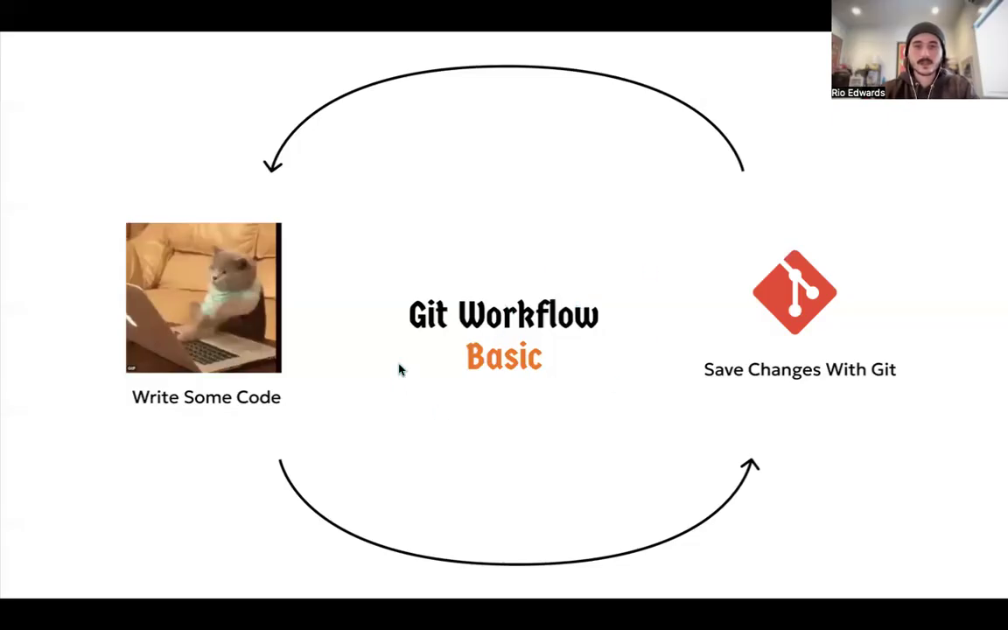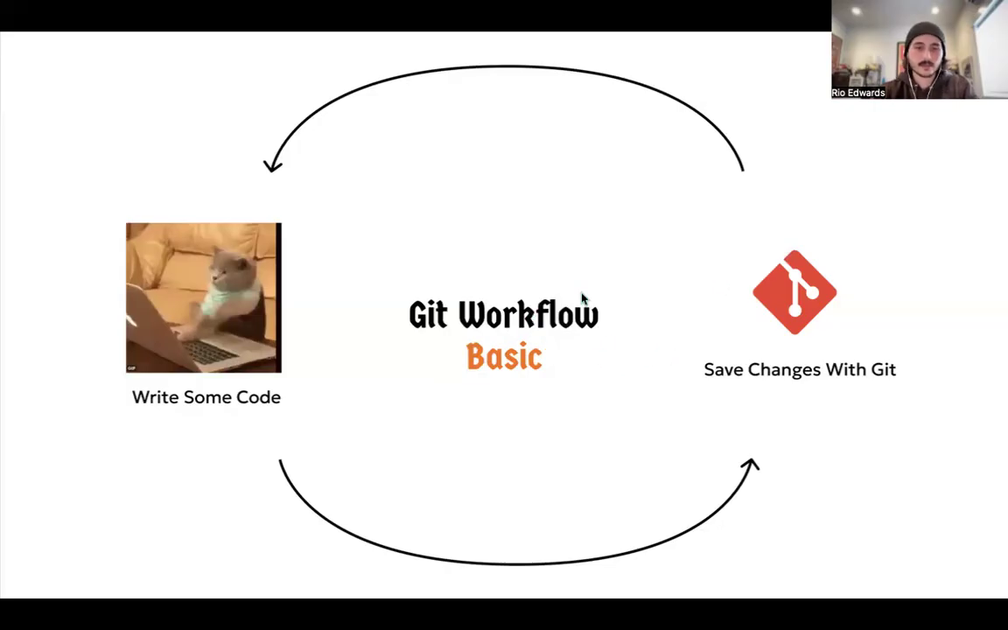I'm going to start with the most basic version of your workflow that you're going to be doing with Git, and that is just this. You write some code, and then you save your changes with Git. Then you write some more code, and you save your changes, and you write some code, and you save your changes. That is the most basic workflow you could have. That is you working on your own computer with your own code. You're not saving it on GitHub. You're not sharing it with anyone. You're not making branches. You're just saving your place.